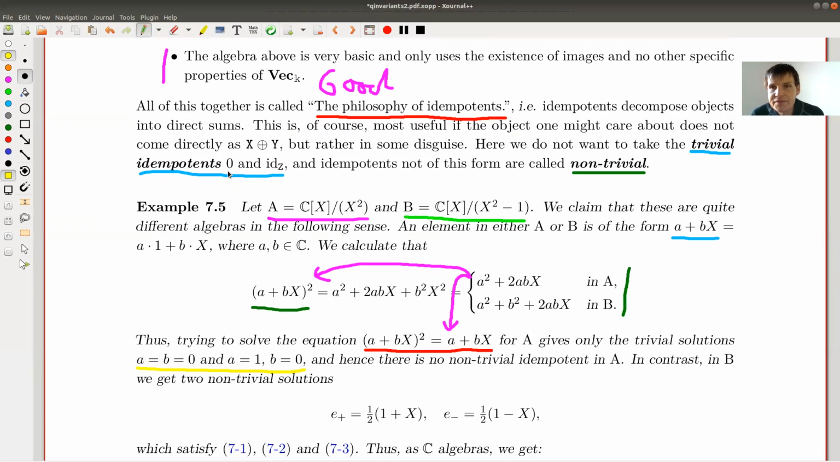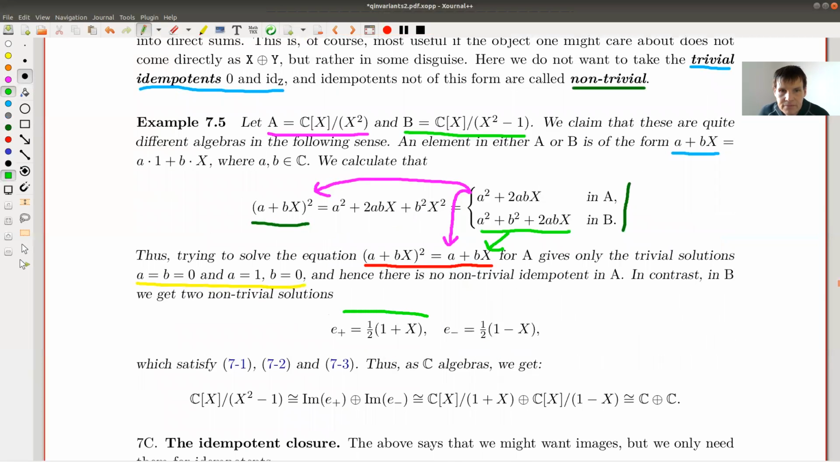There are no others. So there is no non-trivial decomposition of A. For B, the equation looks very similar. So my green one. But you can actually solve it. Here's the solution. Okay, so it's not so hard.